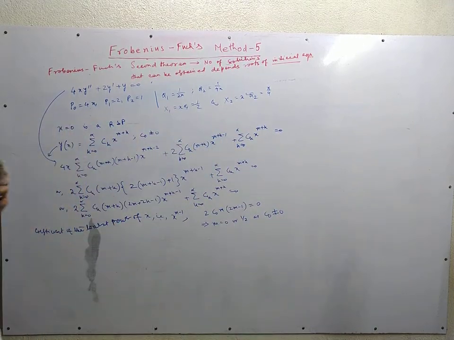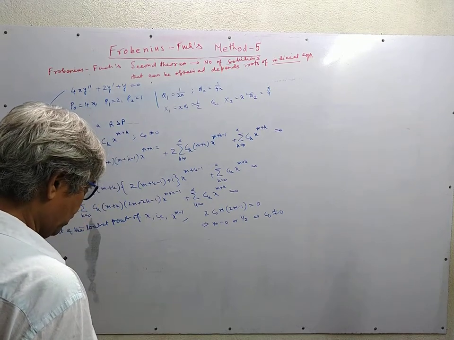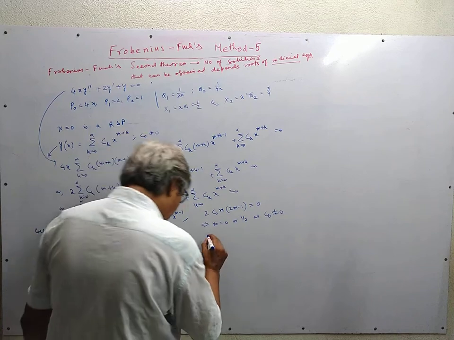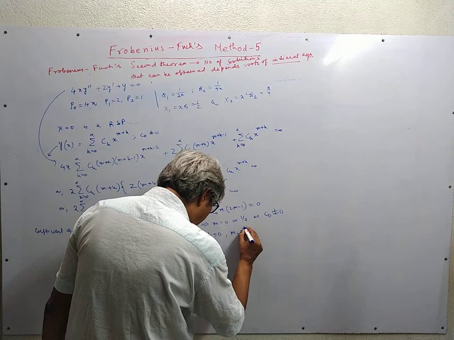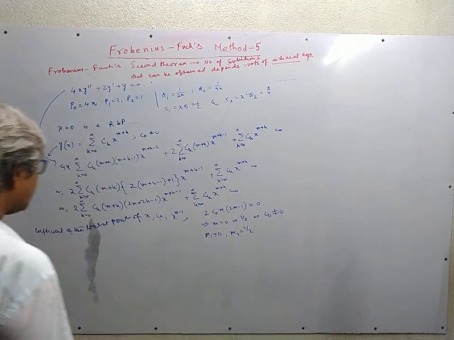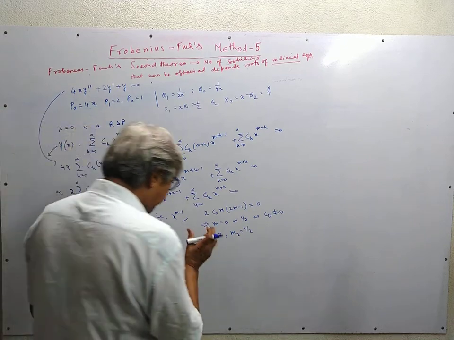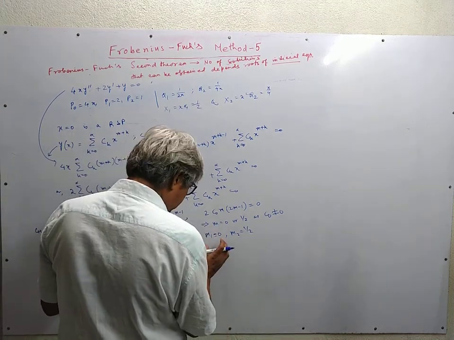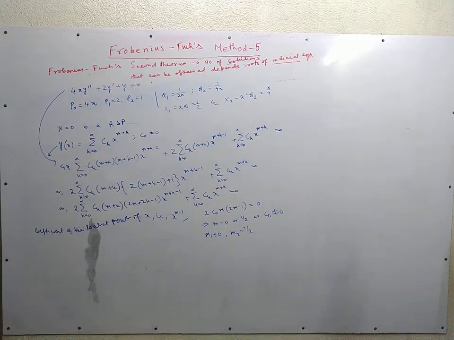So we see that there are two roots, m1 and m2. m1 is 0 and m2 is half, and they differ by a non-integer. So the Frobenius-Fuchs method, the second theorem, says that it is possible to get both solutions, one by putting m is equal to 0, the other by putting m is equal to half. We shall take up this example later on.